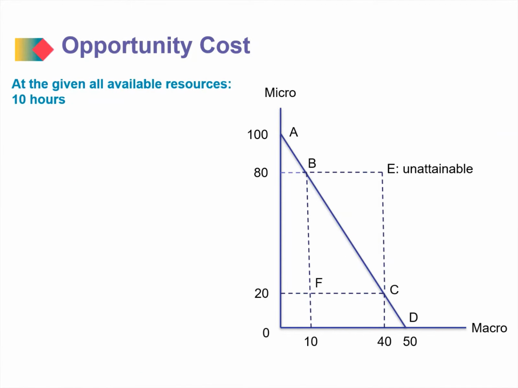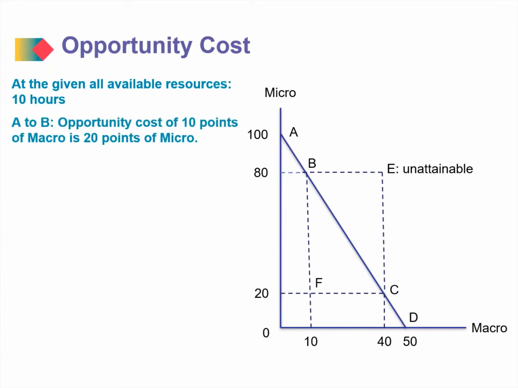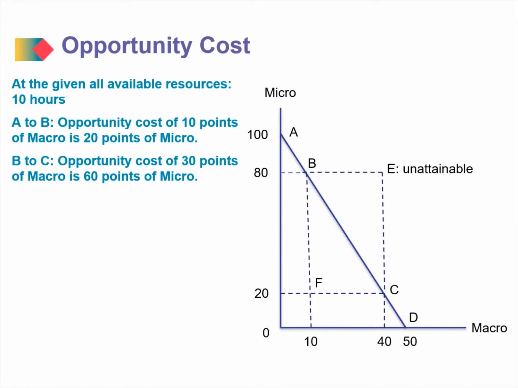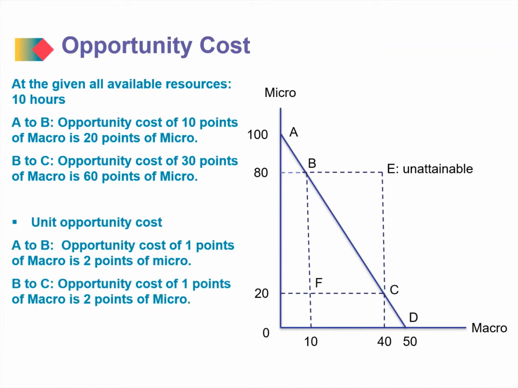As I said in the previous slide, you must make a trade-off between A and B. If there's a trade-off, you can calculate an opportunity cost. When you change your output combination from A to B, you must give up 20 points of micro to get 10 points of macro. So we say the opportunity cost of 10 points of macro is 20 points of micro.